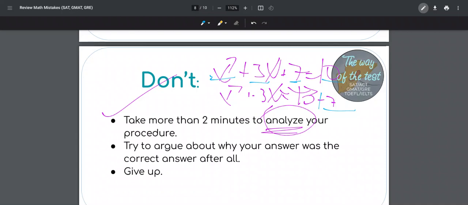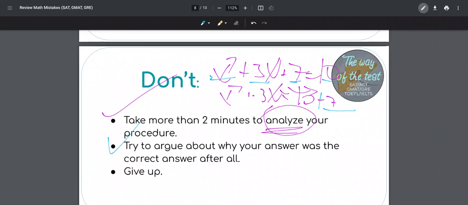Okay, things you also don't want to do. Don't try to argue about why your answer was the right answer. If your answer is not the right answer, especially if you're dealing with official material, it's not the right answer. Don't waste time or mental effort trying to think about how College Board is wrong and you're right.